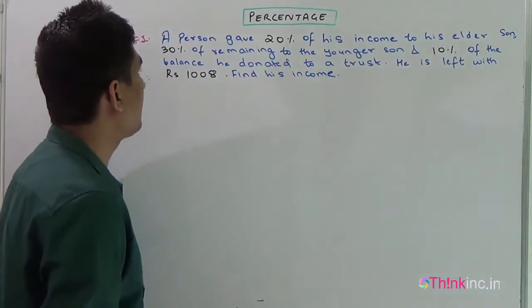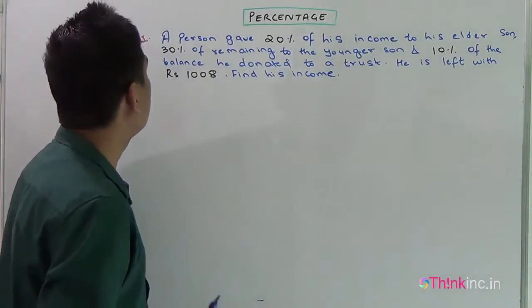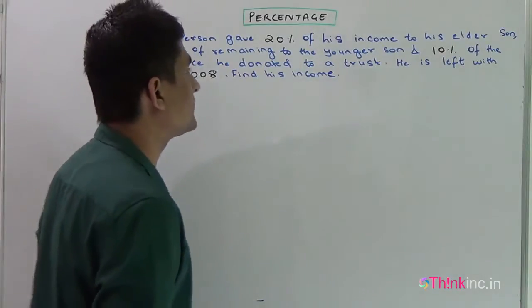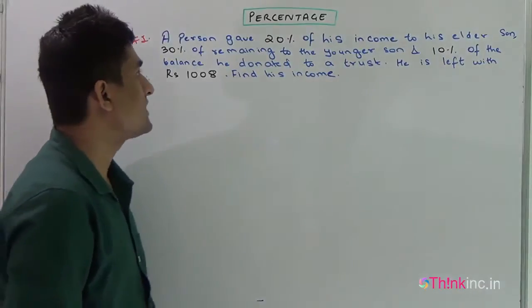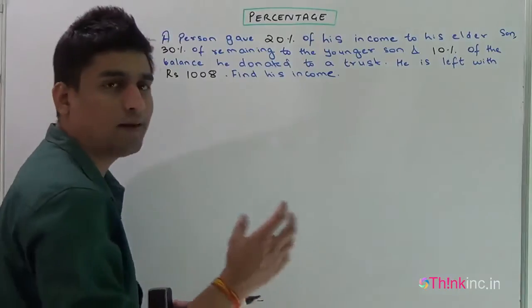Let's start with level 1 type of questions. A person gave 20% of his income to his elder son, 30% of the remaining to the younger son, and 10% of the balance donated to a trust. He is left with rupees 1008. Find his income.